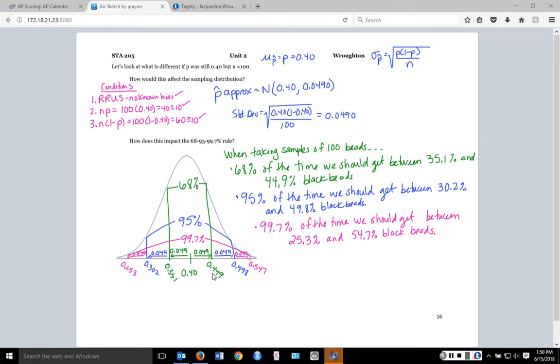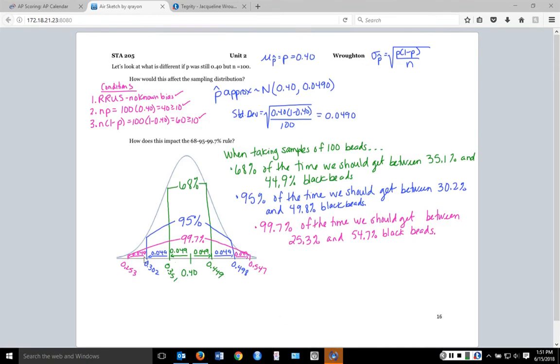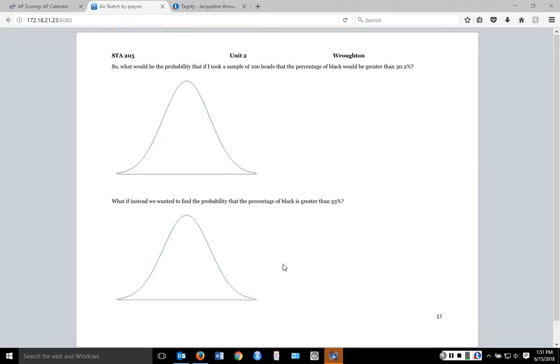So that's how we can use that empirical, normal, or the 68, 95, 99.7 rule. Let's talk about actually using that then to find a probability. What would be the probability that if I took our sample of 100 beads, the percentage of black would be greater than 30.2%? Since my sample is 100, I'm going to be using the same mean and standard deviation, so the numbers along the bottom are going to stay exactly the same. That'll be the first thing I do, is put my numbers along the bottom. I'm not changing those at all compared to the previous page because my mean and standard deviation are exactly the same.